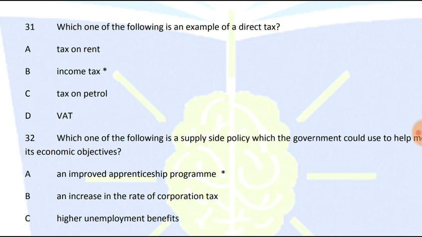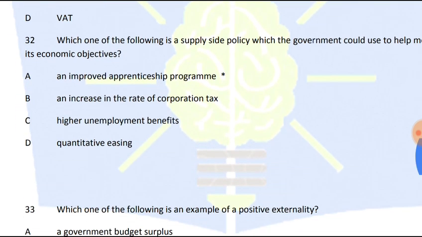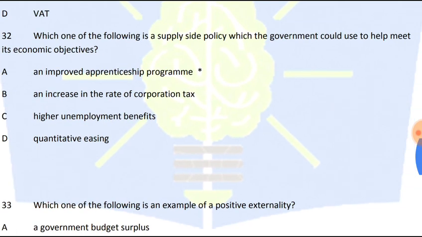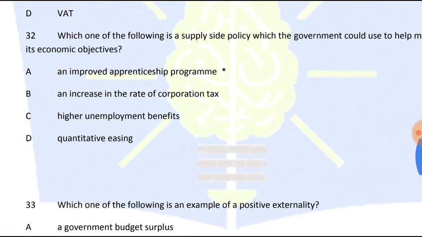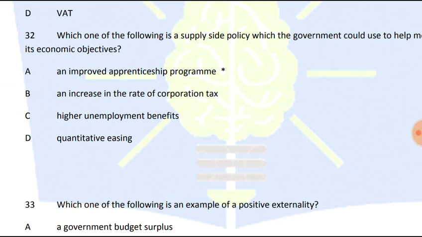Which one of the following is an example of a direct tax? Income tax is an example of direct tax. The next one is, which one of the following is a supply side policy which the government could use to help meet its economic objectives? An improved apprenticeship program.